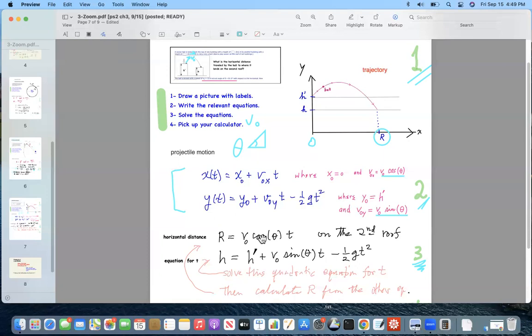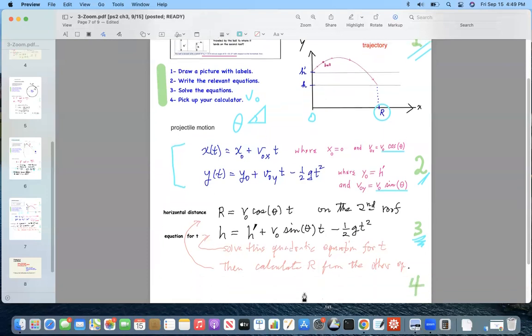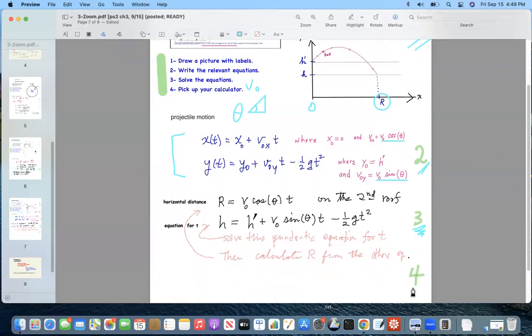V0 is given, theta is given, you can calculate r. So first solve the second equation for t, and then put that into the first equation to calculate r. That's where you need your calculator.